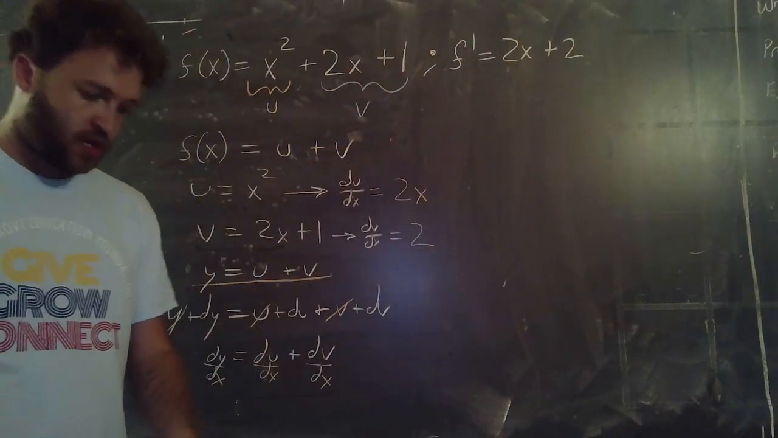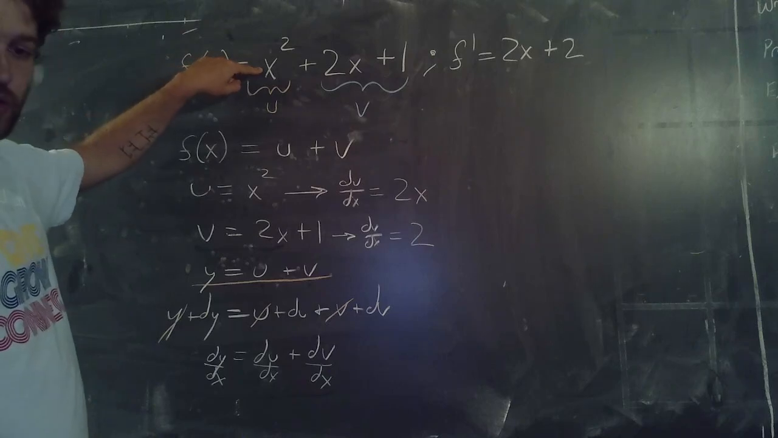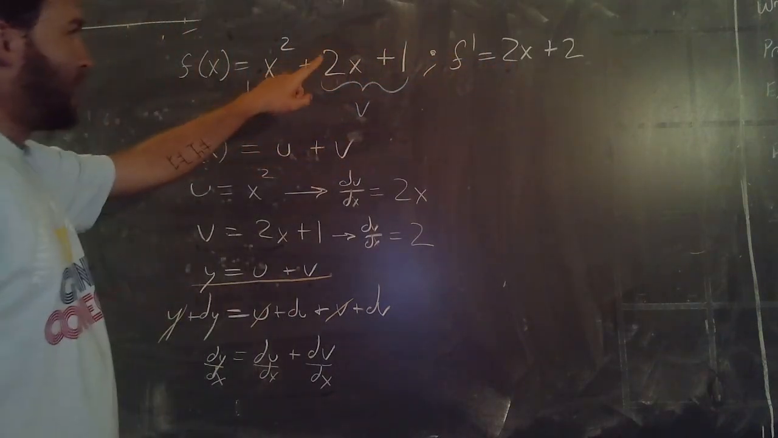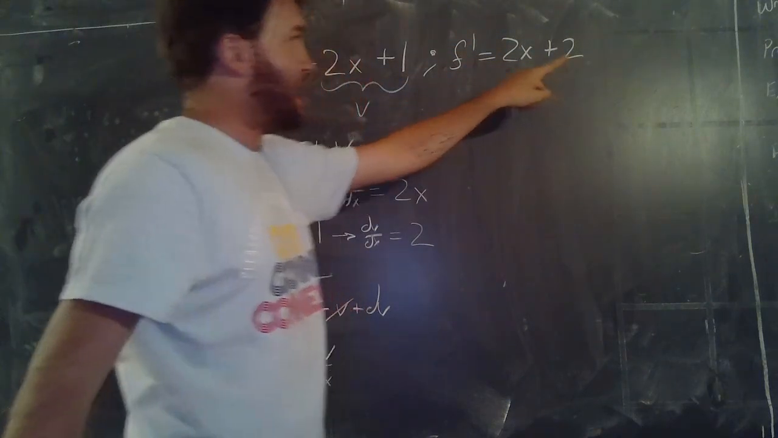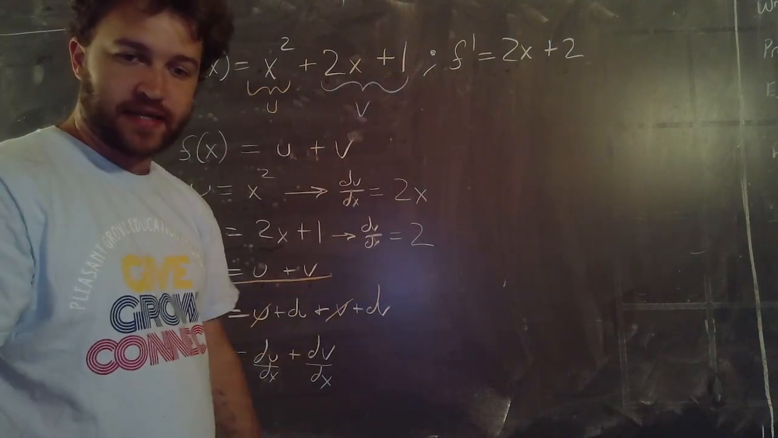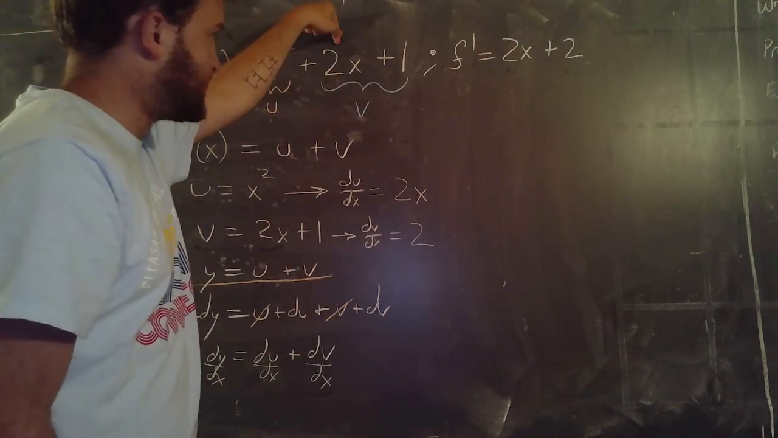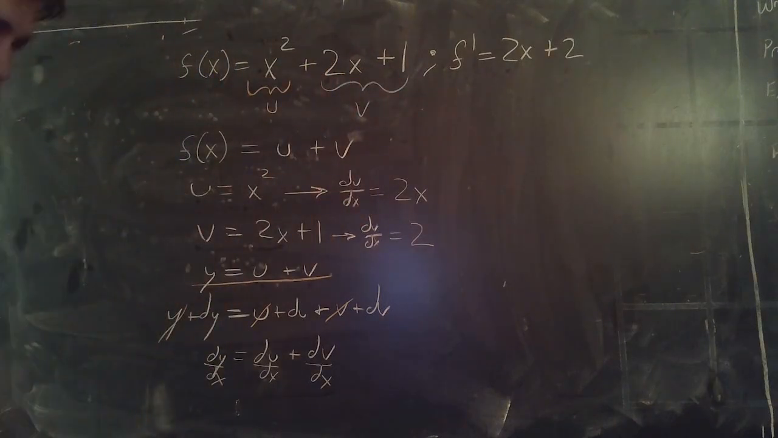And there's some important notices here. If you had just applied the general power rule to x squared, you'd get the 2x part. If you had just applied the general power rule to 2x, you'd get the 2 part. And if you applied the general power rule to 1, poof, it's gone, it's a 0. So you can just go piece by piece through the original function to find the derivative.